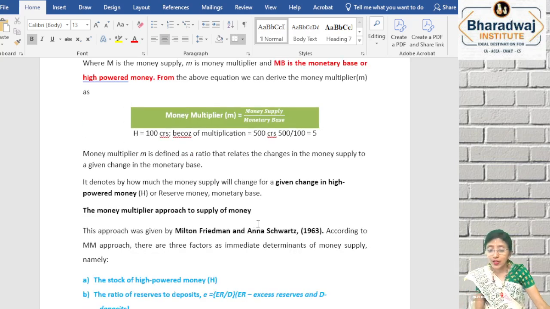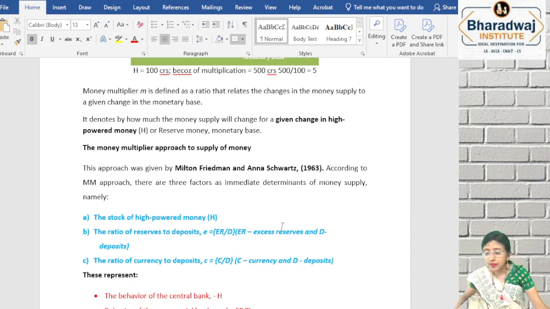And look at this. Milton Friedman and Anna Schwartz, remember the year 1963. All the three together. High powered money denoted by H. Ratio of reserves, cash reserves to deposits denoted by E or ER by D. Excess reserves by deposits. Ratio of currency to deposits denoted by C or C by D. Ratio of currency to deposits. Okay. So look at the three. H, central bank money. E, ratio of reserves to deposits, ER by D. This is commercial bank's behavior. And third one is common man's behavior, C by D, currency ratio denoted by letter C.